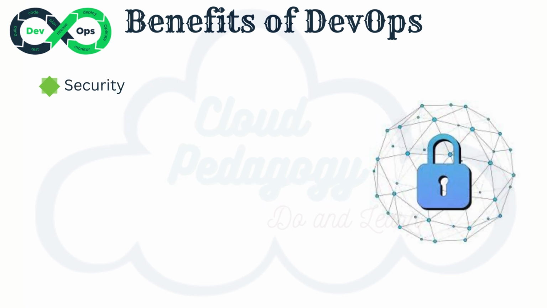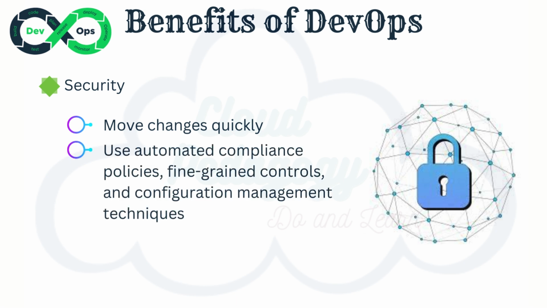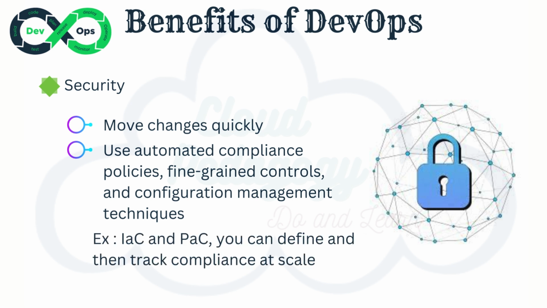Next, security. Move quickly while retaining control and preserving compliance. You can adopt a DevOps model without sacrificing security by using automated compliance policies, fine-grained controls, and configuration management techniques. For example, using infrastructure as code and policy as code, you can define and then track compliance at scale.